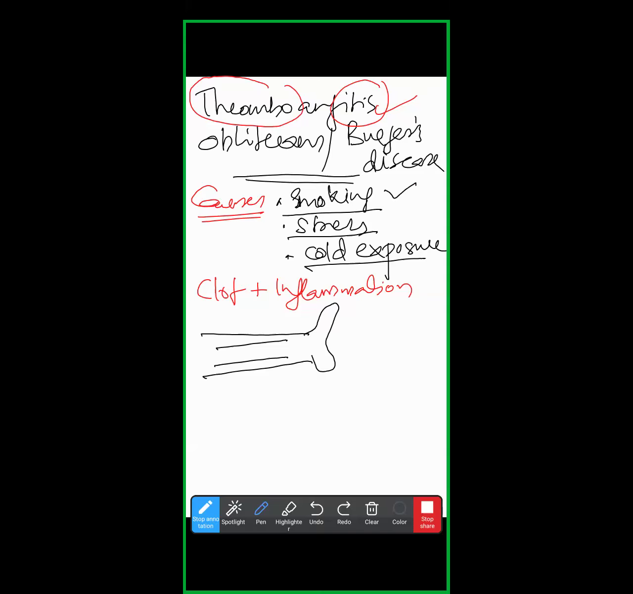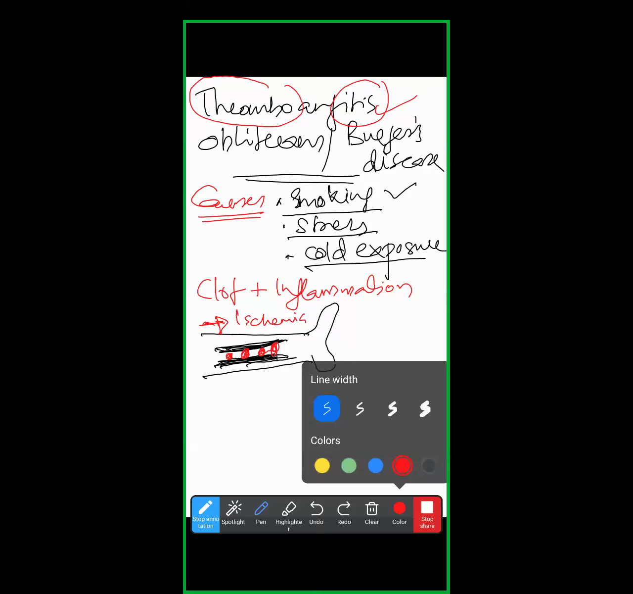When a patient is smoking, what will happen? Arteries will be damaged and inflamed. Our body will react towards this inflammation, and there's a chance for clot accumulation. A clot will be formed like this. So as a result of clot and inflammation in the arteries of the lower extremity, circulation decreases. That means there's a chance for ischemia to the lower extremities.